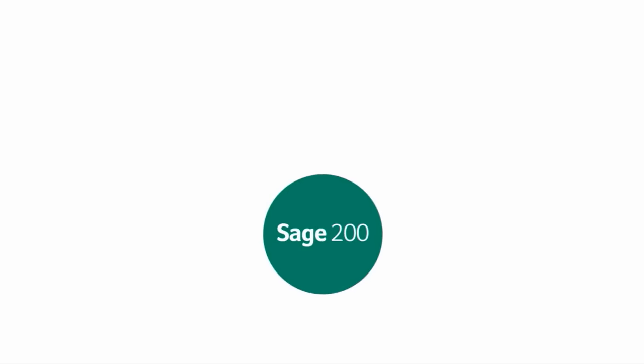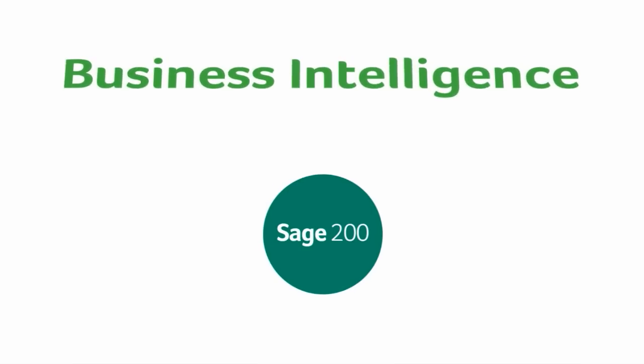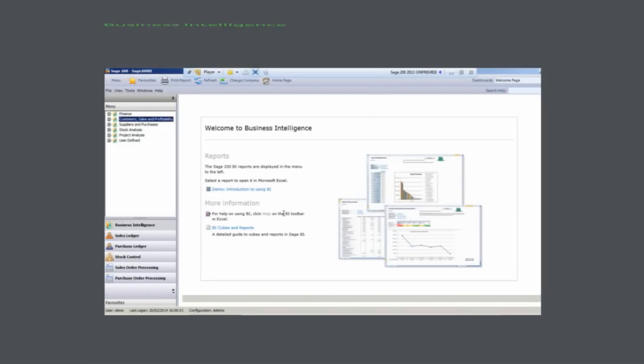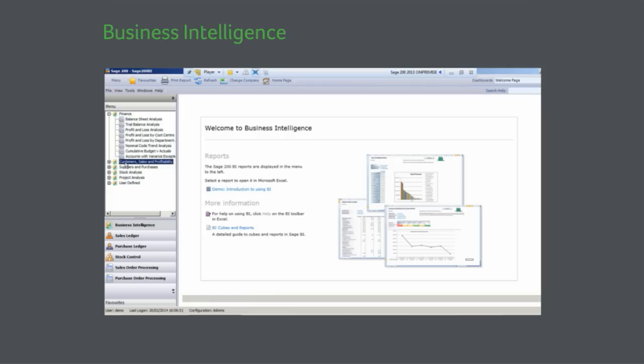A standard element within Sage 200 on-premise, our award-winning Business Intelligence is the complete business analysis tool. It enables you to mine the data across every aspect of your business. You can spot trends, call up tailored reports, and have, at your fingertips, the information to understand what's going on across your business and take the right decisions to drive its future.